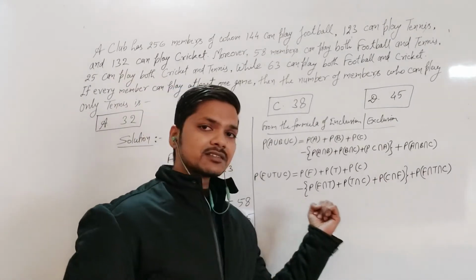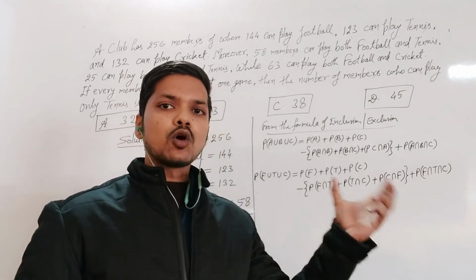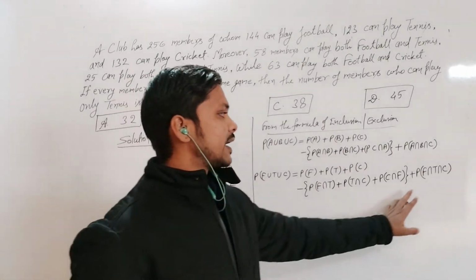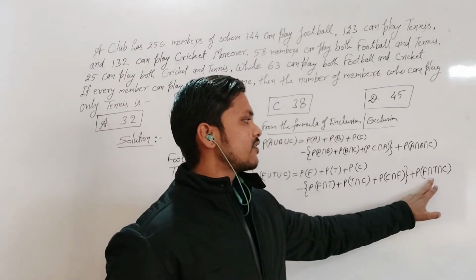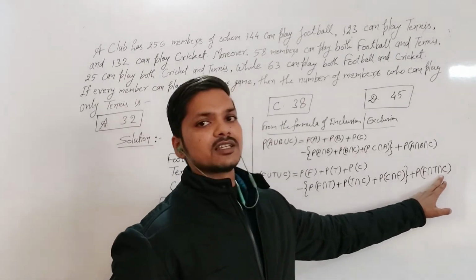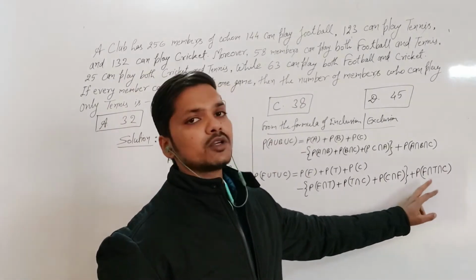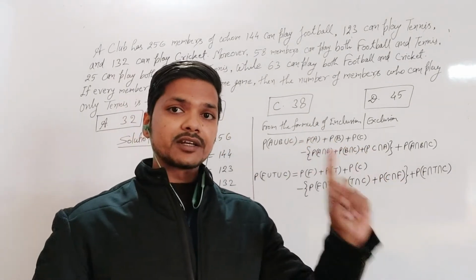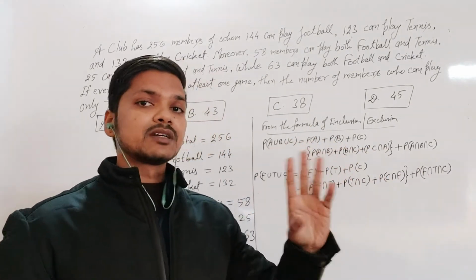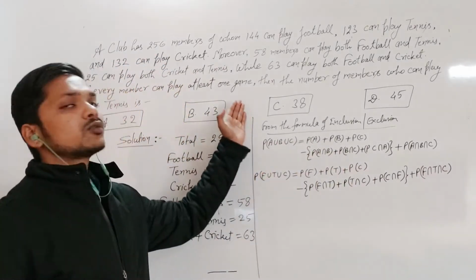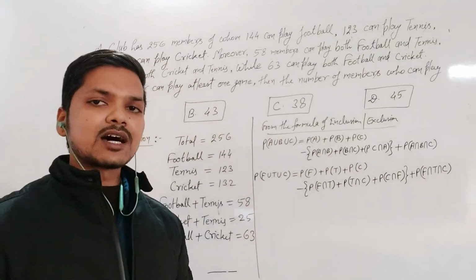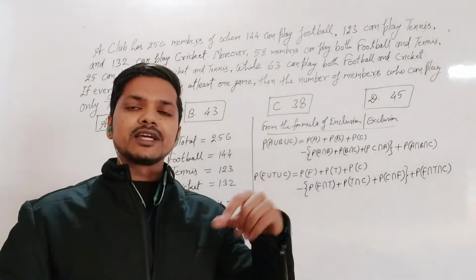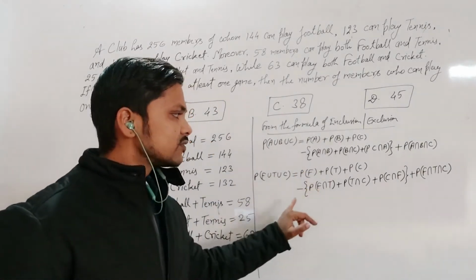Here the intersection sign represents the combination of those players who are playing those games. Now, at last we have written probability of F intersection T intersection C. It means this will be the probability of those players who are playing football, tennis and cricket, all three games. But this is not written in our question, meaning how many players are playing all three games is not given. That we can find out by this formula.